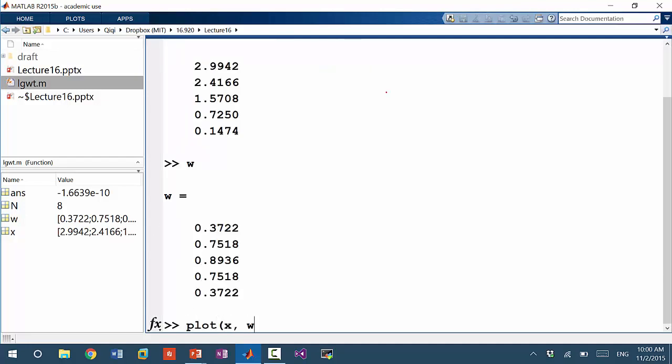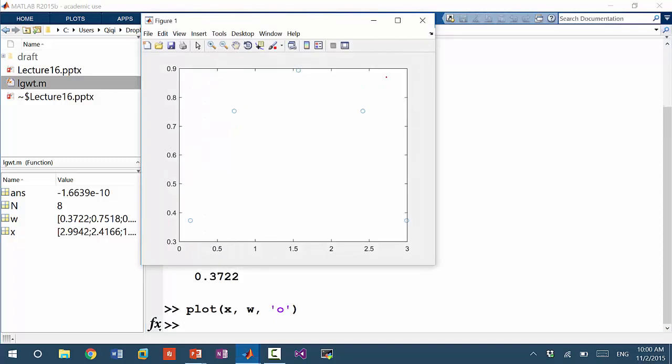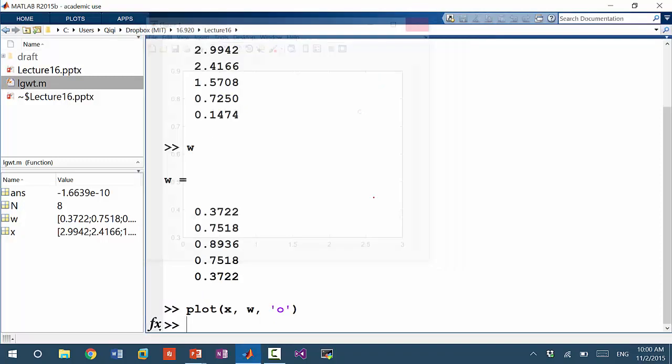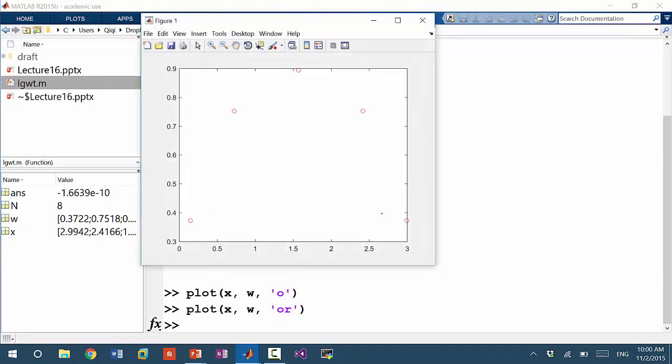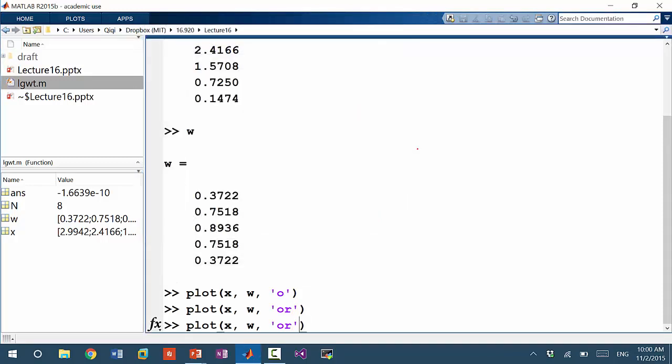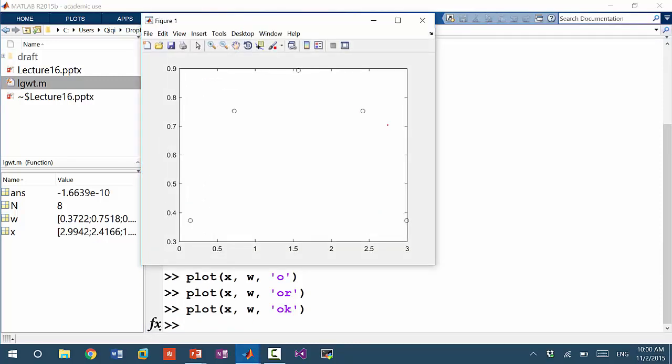If you plot x and w, these are the 5 points. Can you see it well? Let's do black. From 0 to pi is a little bit over here. These are the points. They are not exactly equally spaced. They are a little bit closer near the two ends, and the weights are a little bit higher in the middle, a little bit smaller at the two ends.